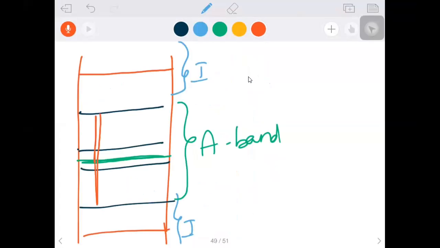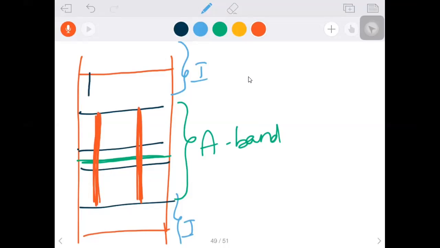First of all, let me draw the thick filaments. I don't draw much here because the visualization is very important in this area. If you can visualize this, you can answer any kind of application questions from this particular area. Okay, so this is a thick filament. Where are the thick filaments present? The thick filaments are present in the A band. Simply we say, thick filaments are present in the A band.